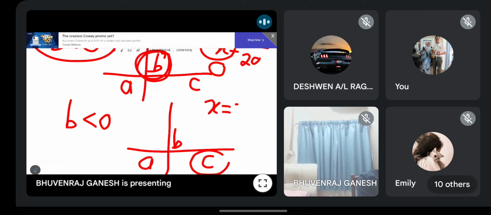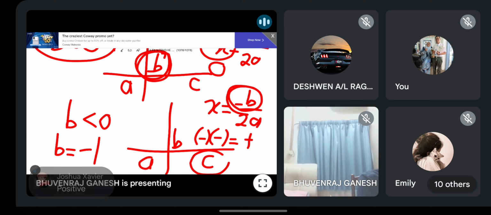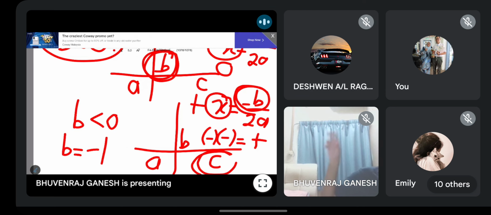Because X is negative B over 2A. So guys, if B is negative, let's say negative 1, will this value become positive or negative? The top one. If B is negative, negative meets negative, you get positive. Negative times negative equals positive. That's why X will be positive, so the answer is C. This is how you analyze: from the formula, you can get the answer. Okay, guys? Clear? I think there should be no problem.